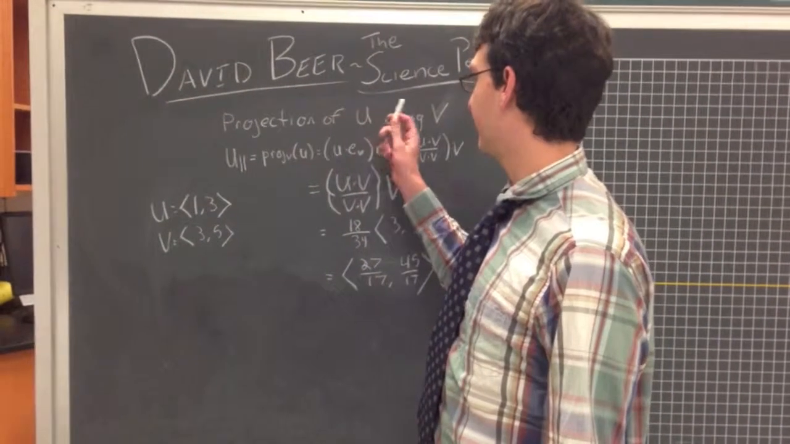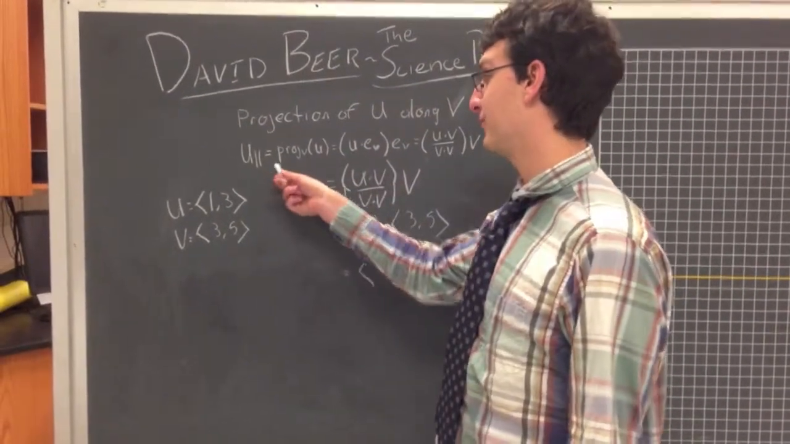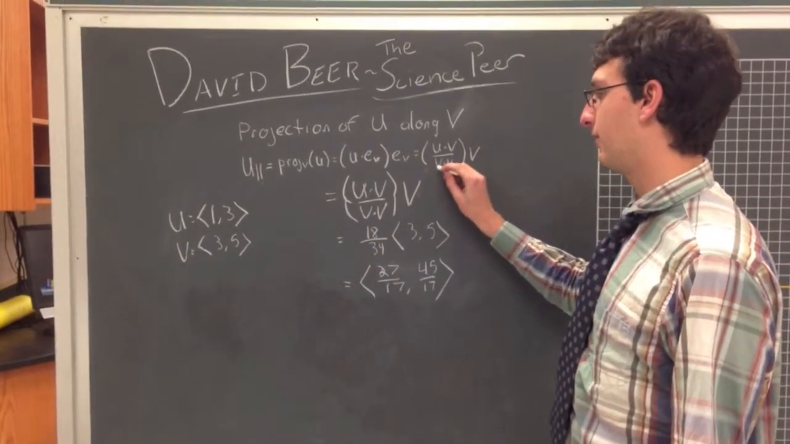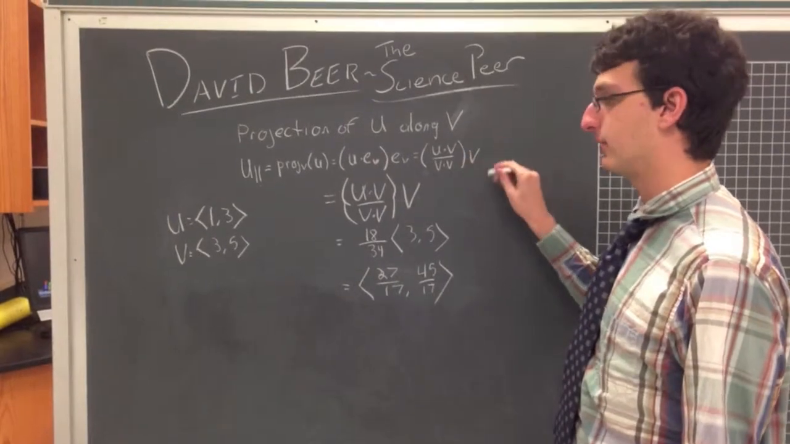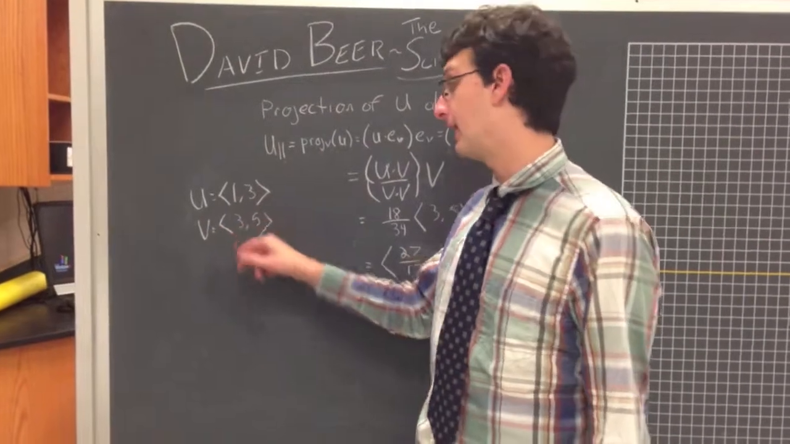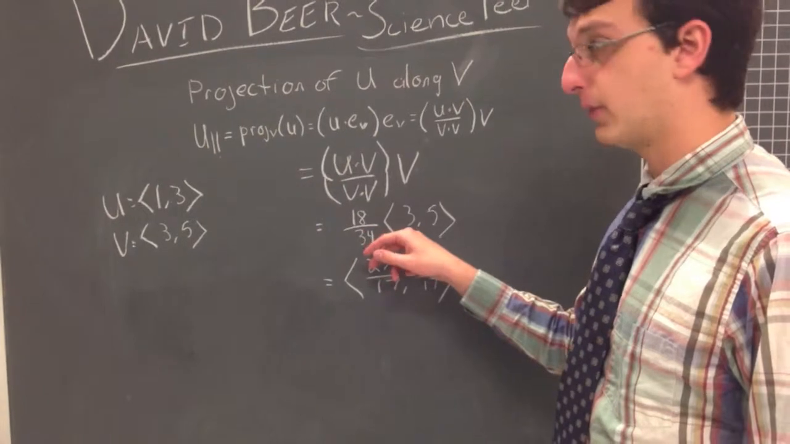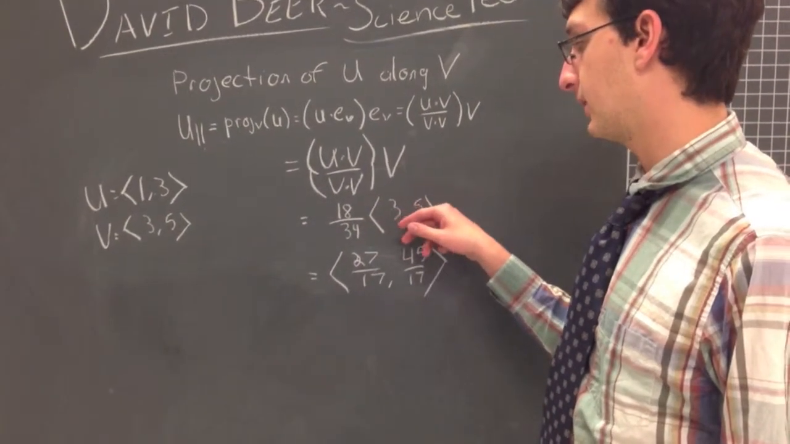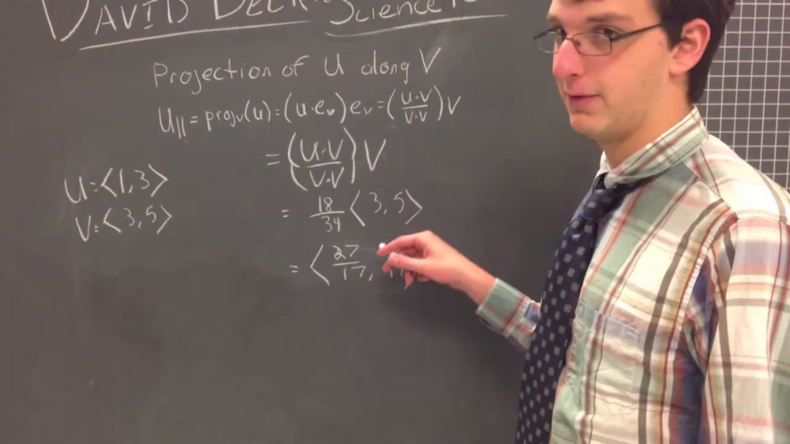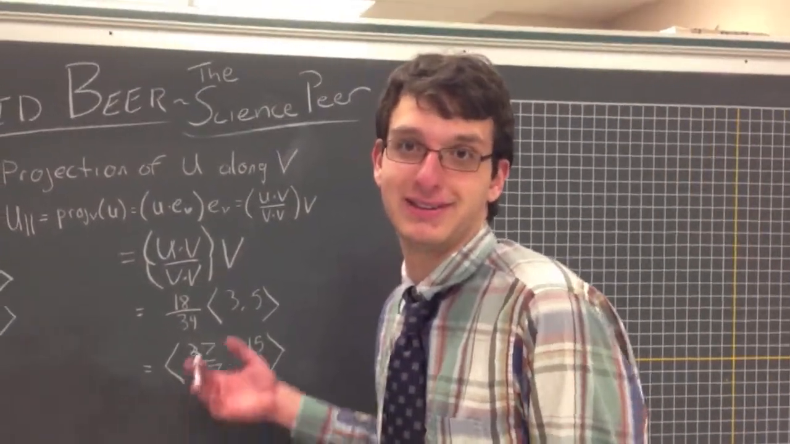Let's learn about the projection of u along v. This is very fun stuff, guys. So the projection of u along v equals the dot product of u times v over the dot product of v times v times the entire vector v. With these vectors 1, 3, and 3, 5, let's plug this in. This would equal 18 over 34, and this would equal 3, 5, which in total equals 27 over 17, 45 over 17. What is this useful for? Who knows, but it's good to learn.